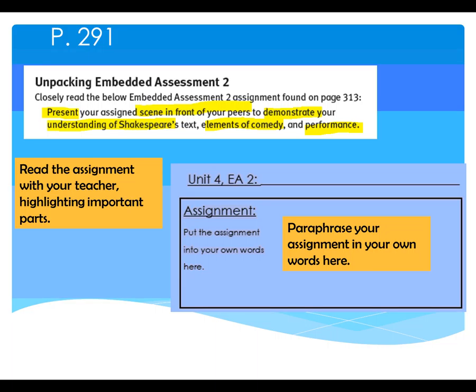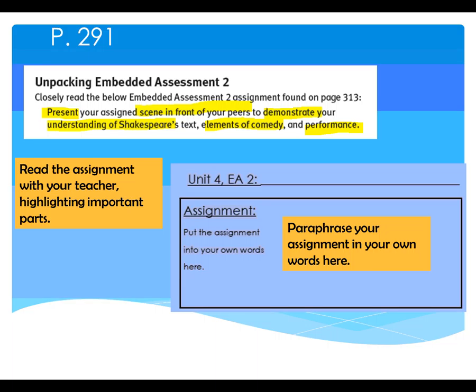There's another verb in there though too, another action. Yeah, Nicholas? Demonstrate. And there's three things that we have to demonstrate. We got to demonstrate our understanding of Shakespeare, number one. We have to show our understanding of the elements of comedy, which you just learned, and the art form of performing.